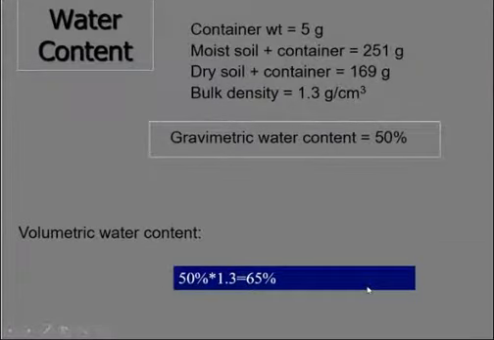Let's take another example of the volumetric moisture content and the relationship between gravimetric and volumetric moisture content. If you use the same example, where you have already calculated the gravimetric moisture content and found it to be 50%, and you have a bulk density of 1.3 grams per cubic centimeter, what are you going to do? Very simple. Gravimetric times the bulk density, and that gives you 65% volumetric moisture content.